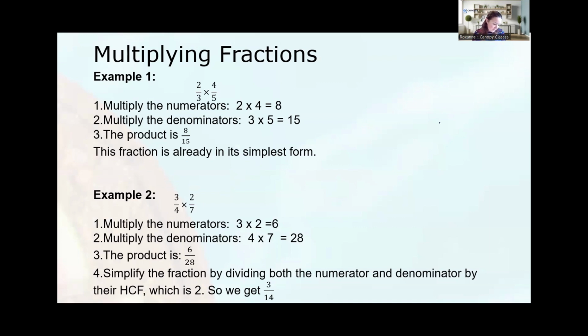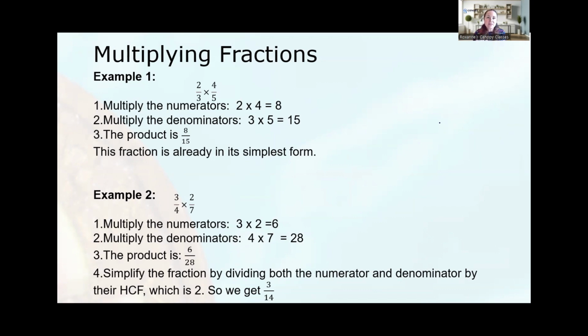The second example here, though, we've got 3/4 times 2/7. Again, numerators multiply to make 6, denominators multiply to make 28. There is a highest common factor of 2 here, so we can simplify our 6 over 28 to become 3 over 14.